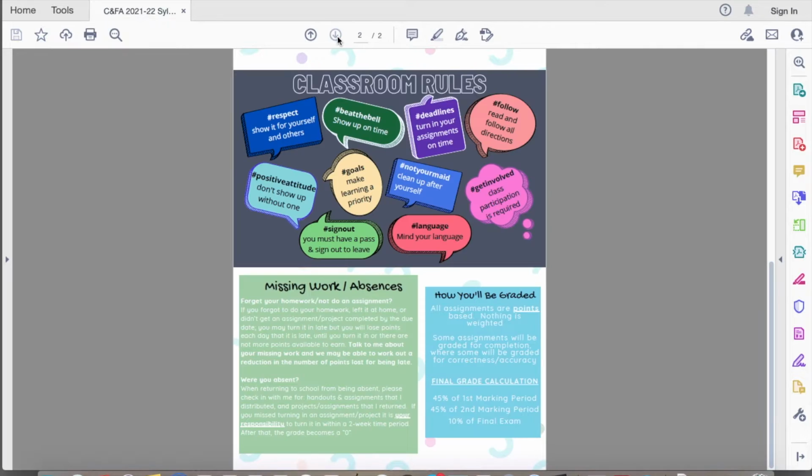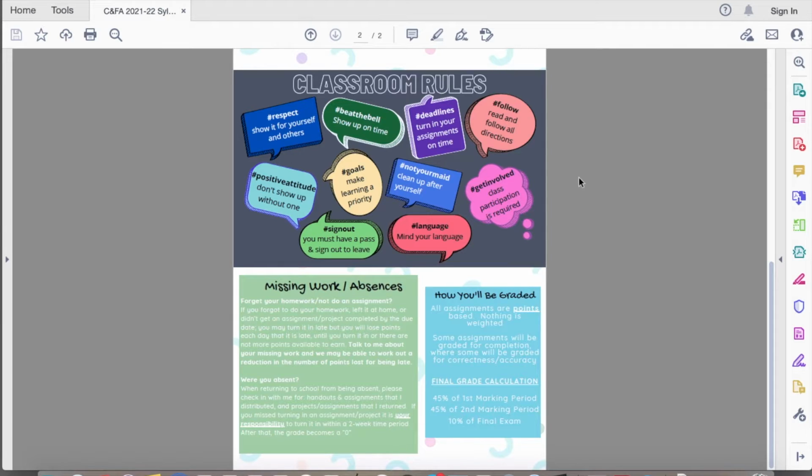The second page, or the back of this handout, covers my classroom rules. So I tell my students that the number one rule in my classroom is to be respectful to me, to be respectful to their peers, and also be respectful to themselves. So that's number one. I tell them beat the bell, so I expect them to be in class on time and ready to go. I have a rule with deadlines and turning assignments in on time, and if they're not turned in on time, they lose points for each day that it is late.